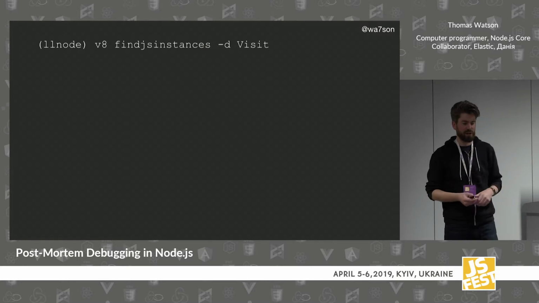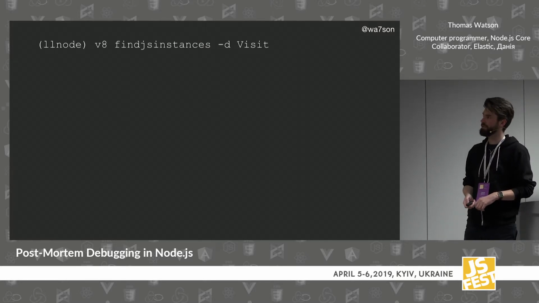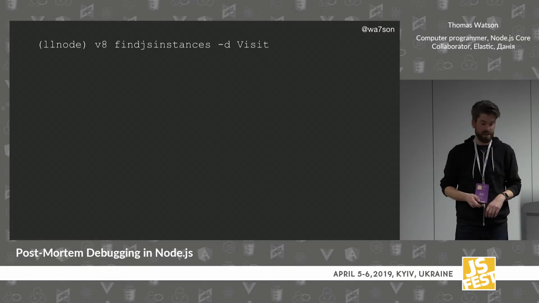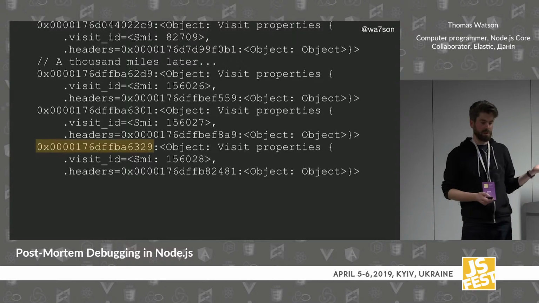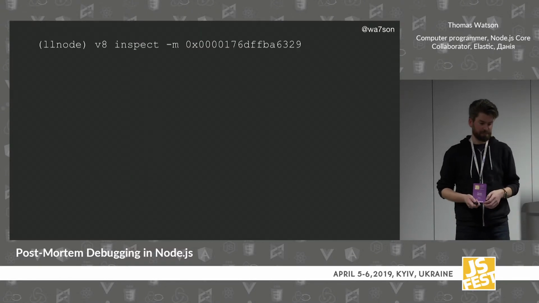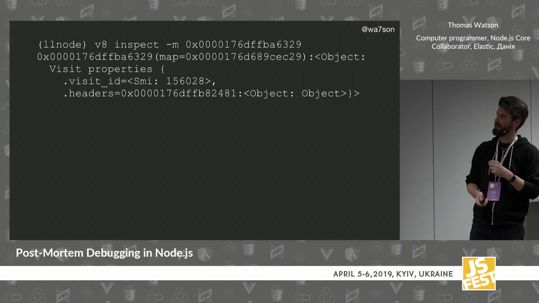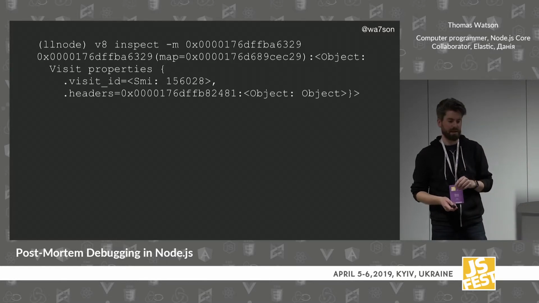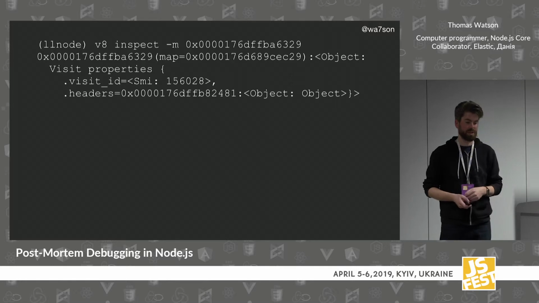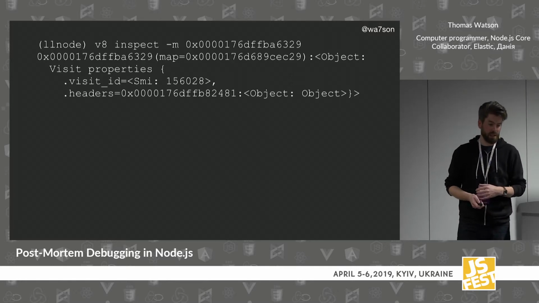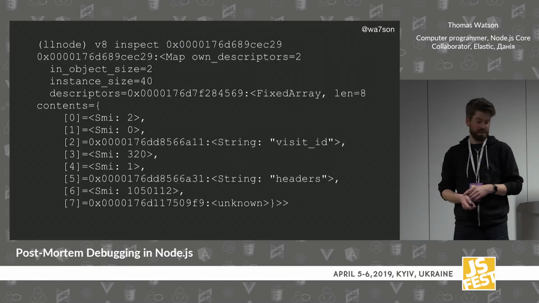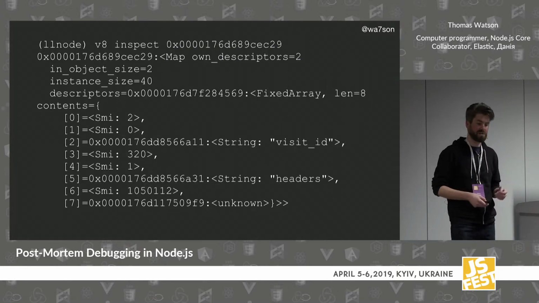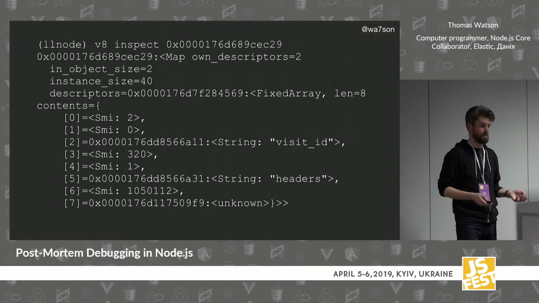So we can say, okay, let's look at all the instances of Visit. We use findjsinstances, and we see a lot of those. And we can take the memory address of one of them, like this one, for example. We can inspect it to see what it actually contains. We use the M property to get the map. The map is what's called a hidden class in JavaScript. So all objects have a hidden class behind them, so we can see the hidden class for this specific object. And we can see there's a visit ID, and there are some headers. And we can even look up the map and inspect that as well, and see what this map looks like. So we can get a lot of information about how Node stores the objects internally in memory.